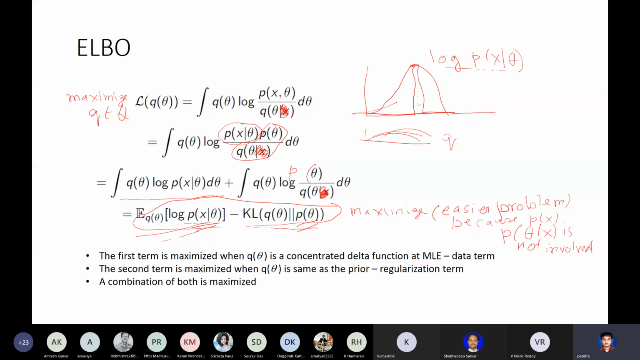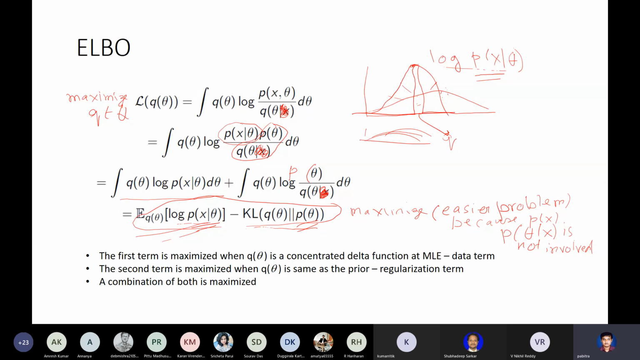But if all the probability mass of q was concentrated at the highest point of this log likelihood, equivalent to the highest point of the likelihood itself, p(x given theta), then you would get the highest expectation. Okay, and what is this highest point of the likelihood, the highest point of p(x given theta)? It is nothing but the maximum likelihood estimate of theta, the MLE estimate of theta.